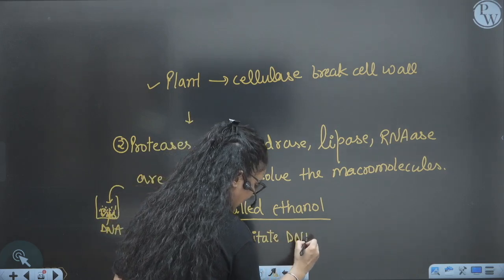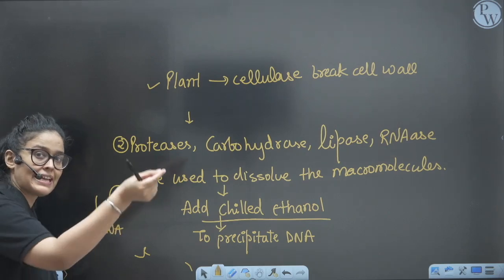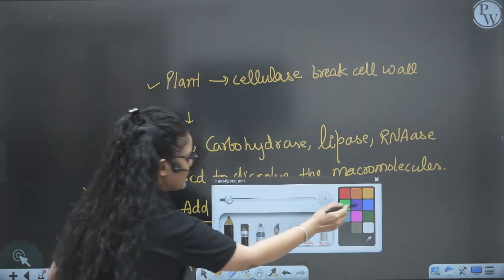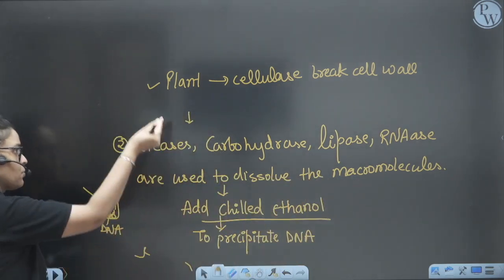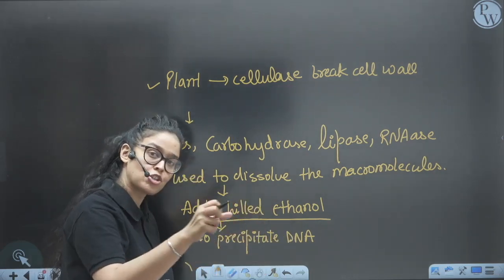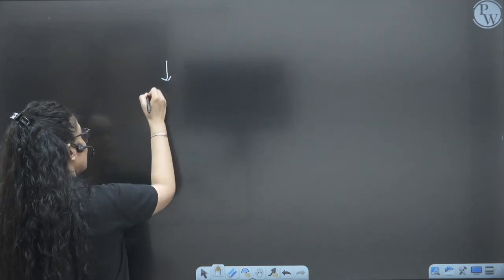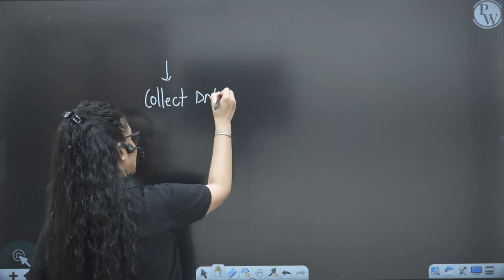And now what will happen? Finally, using a certain instrument, we will just take the DNA out. So it's like this. We will take the DNA thread out. This way, we will just put it out, and that is known as spooling. So spooling means collection of DNA, right? After precipitating the DNA, we will collect the DNA, and the process of collection of DNA is known as spooling.